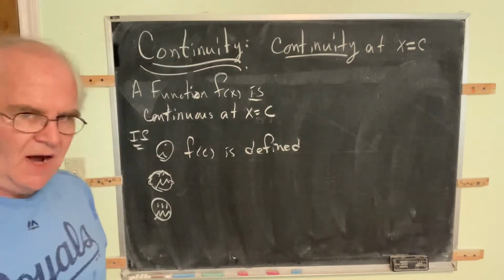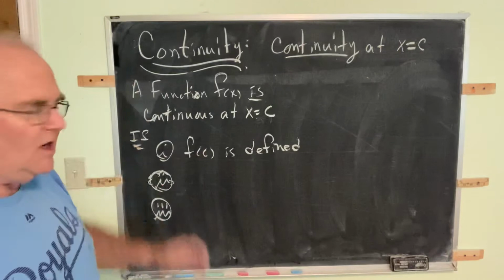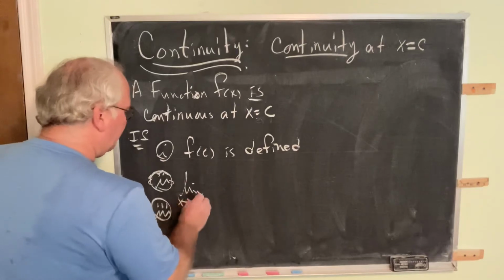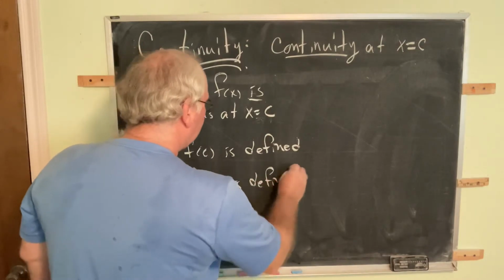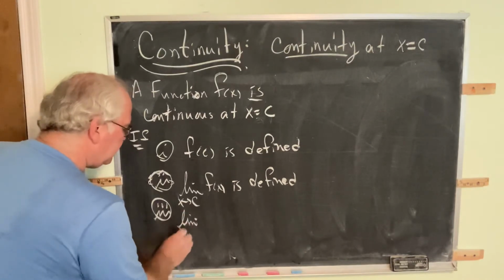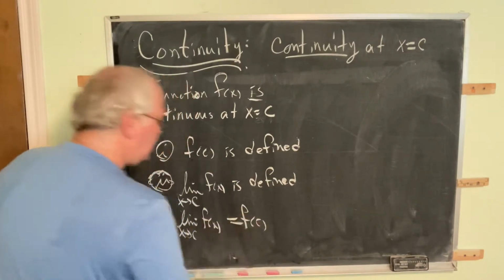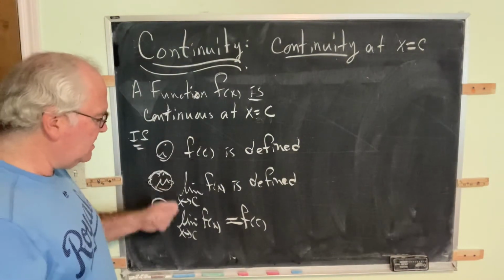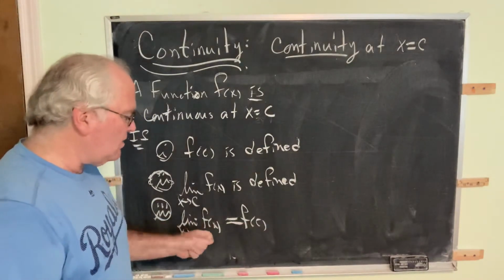And when we say defined, we are not allowing infinity. So the function is defined. It is a finite number. When you plug c into the function, you actually do get an answer. Number 2, the limit as x approaches c of f of x is defined. And number 3, the limit as x approaches c of f of x and f of c are equal to each other. The function must exist, the limit must exist, and the answer you got from number 1 and the answer you got from number 2 must equal each other.